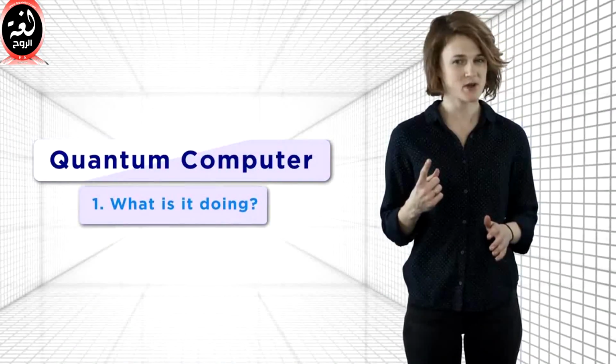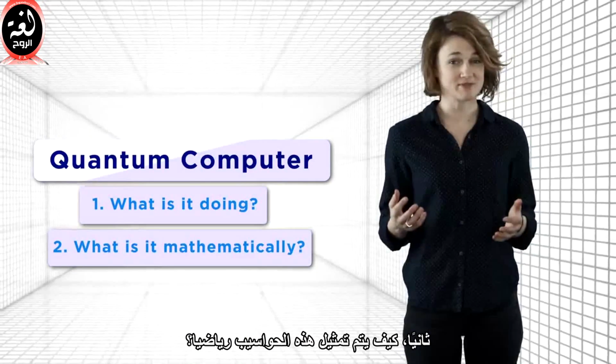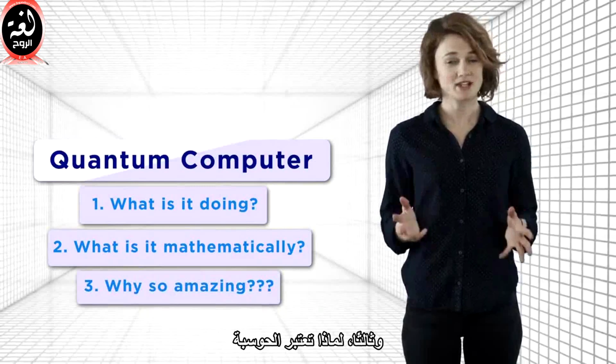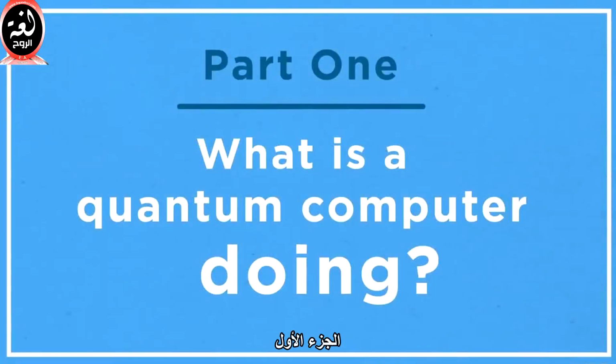First, what is a quantum computer doing? Second, how do we represent it mathematically? And third, why is quantum computing so amazing? Part 1. What is a quantum computer doing?